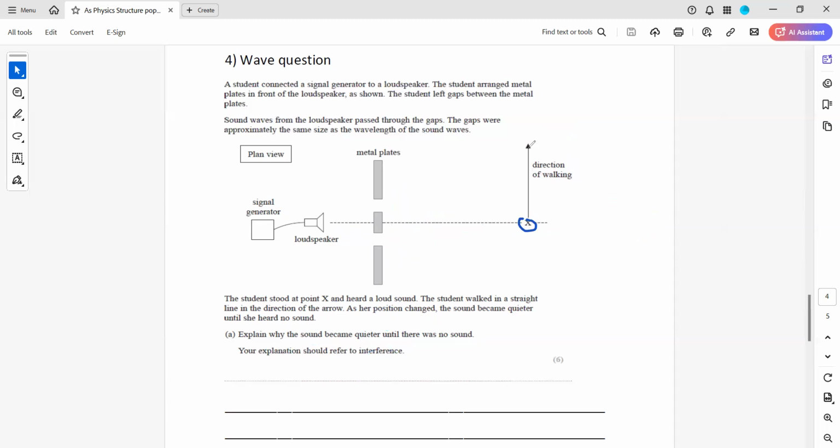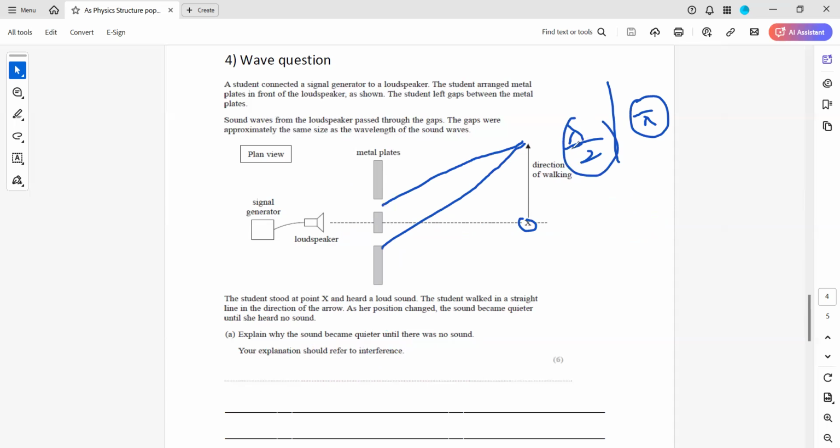As we move from X vertically, there will be a point where the two waves have a path difference of lambda by 2, or a phase difference of pi radian, like 180 degrees. In that case, there will be destructive interference, meaning the crest of one wave will join with the trough of another, so they cancel out the effect of each other, and we'll have no sound, or we cannot hear a sound there.